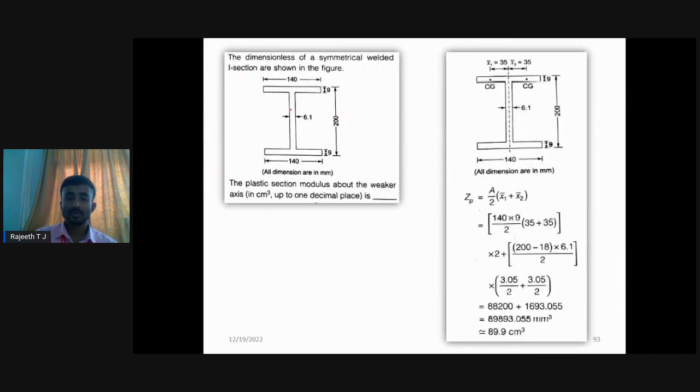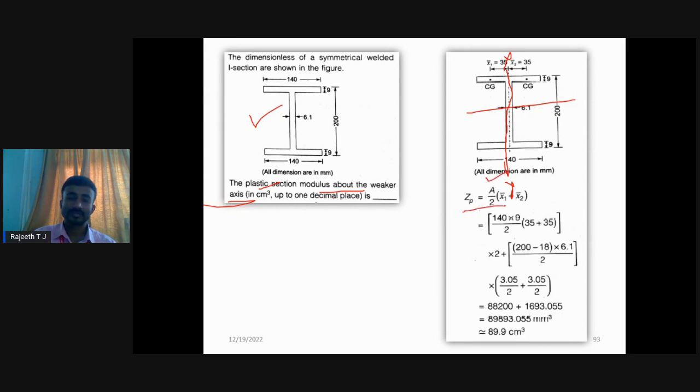Next, one more problem I have taken, directly the calculation of the shape factor. Here they gave an I section, and they are asking for the plastic section modulus about the weaker axis, that is, about the y axis. About this y axis, we should calculate the plastic section modulus.